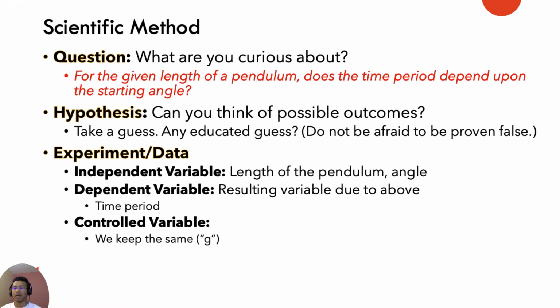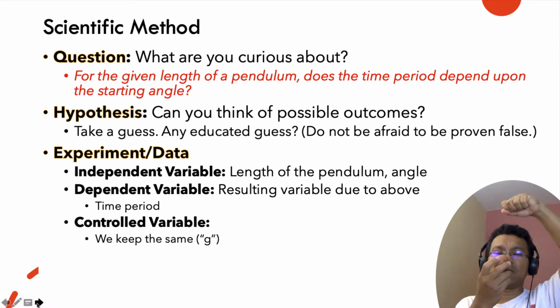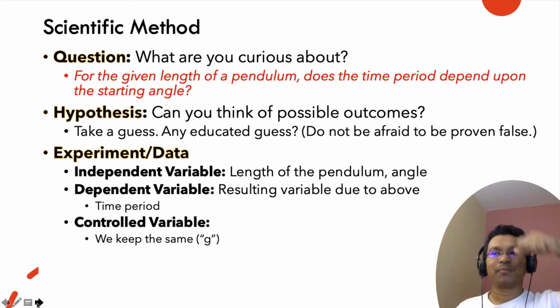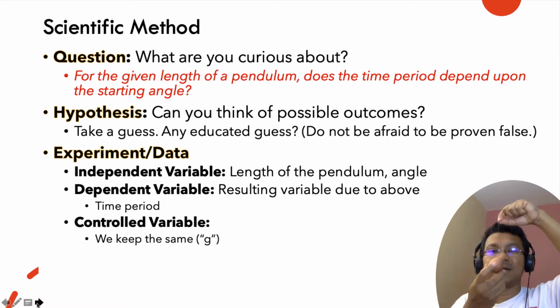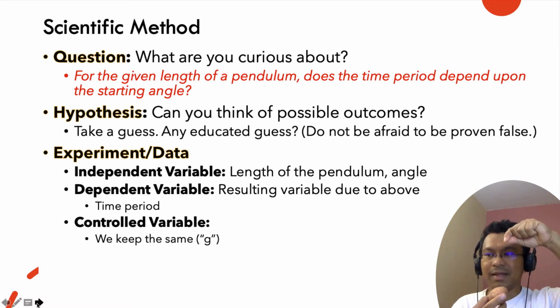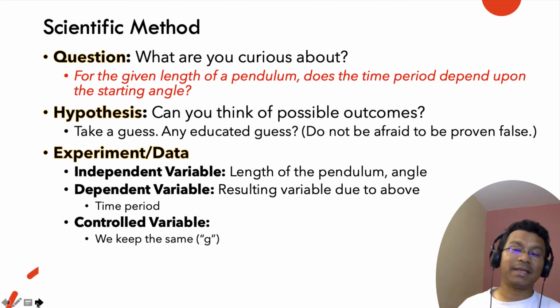For example, in the case of the experiment, the independent variable could be the length of the pendulum, right? Your length could be like a meter, 2 meters, or 10 centimeters. The angle could be another independent variable, because you can totally control and change that angle. So those are independent variables, and depending upon what variable you chose, the dependent variable is the one that's going to be appearing in your experiment.